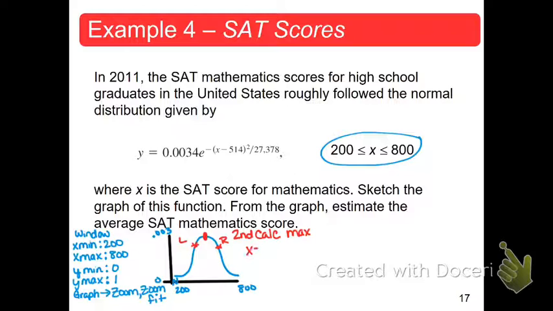Remember, we're only after the x value, which is 514. Some of you are going to have 513.999999 something, and some of you are going to have 514.00000 something. It has to do with where you put those points on the left side or the right side. That's no big deal, because they're all 514. So what we just found is that the average SAT math score in 2011 was 514. Now let's write that in a sentence. Okay, and once we've got our sentence, there we go.